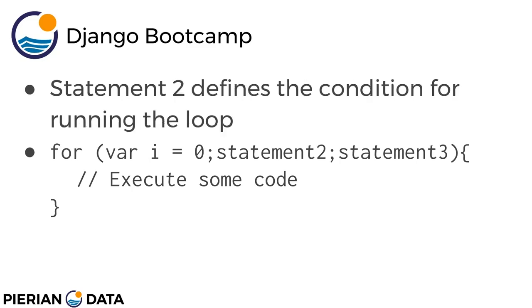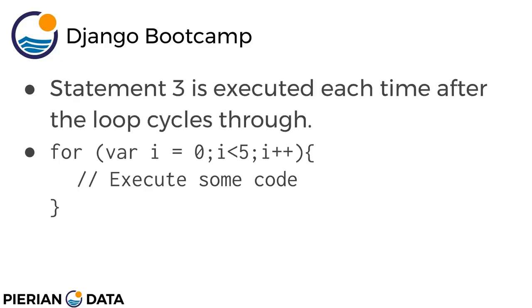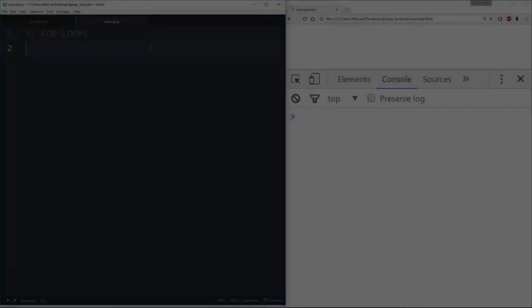Then we have statement 2, which is there in the middle. And statement 2 defines the condition for running the loop. And in this case, we can almost think of this for loop as just another syntax way of writing a while loop. So what's an example of that? Well, statement 2 could be something like this, while i is less than 5. So here we can see we're almost just rewriting a while loop inside of this for statement. We're starting off with the variable i is equal to 0, and we're saying keep running this loop while i is less than 5.